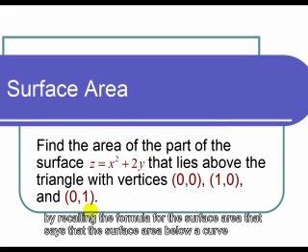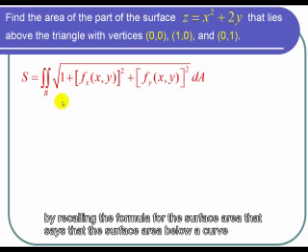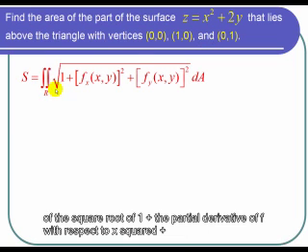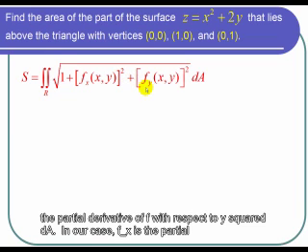So let's start by recalling the formula for the surface area. It says that the surface area below a curve defined by z equals f of x, y above a region is equal to the double integral over that region of the square root of 1 plus the partial derivative of f with respect to x squared plus the partial derivative of f with respect to y squared, dA.